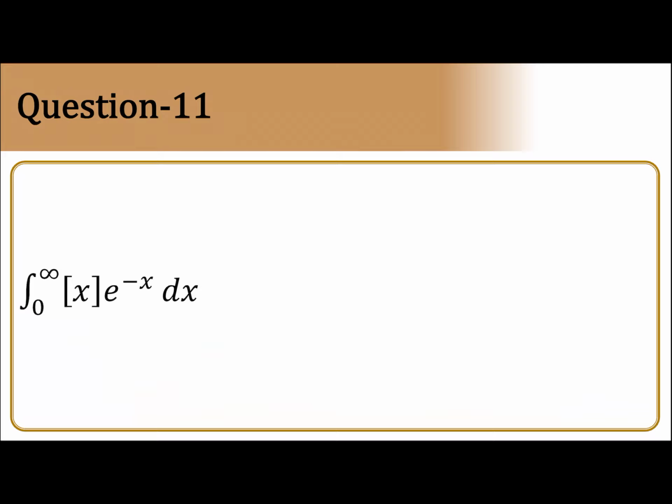Question number 11. Here also involved greatest integer. Why did we take this example? Because two concepts are involved. What are the concepts you will understand? We break this integral: 0 to 1, it is 0 times e to the power minus x dx, plus 1 to 2, 1 into e to the power minus x dx, plus 2 to 3, 2 into e to the power minus x dx and so on.